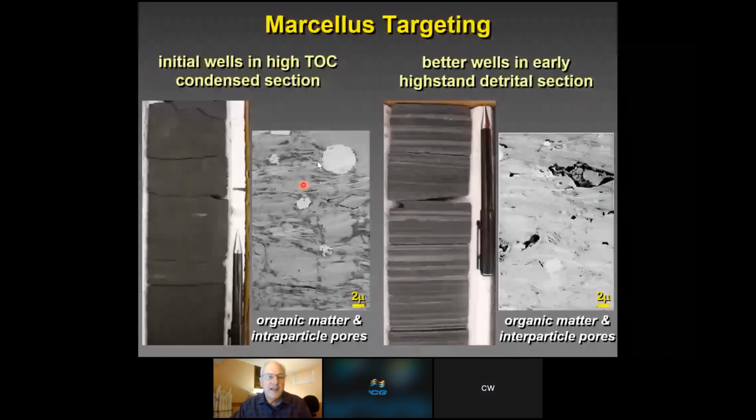The initial wells in the condensed section drilled rock looking like this. This is from the Marcellus. It's very organic rich. All this dark gray in here is kerogen and bitumen, but there's also a lot of clay. That's all these elongate flocks in here. That's all clay. So this is clay rich. It didn't have much in the way of interparticle pores. It did have some intraparticle pores, like around that dolomite rhomb, and most of the porosity was organic matter pores. And they weren't really well connected.